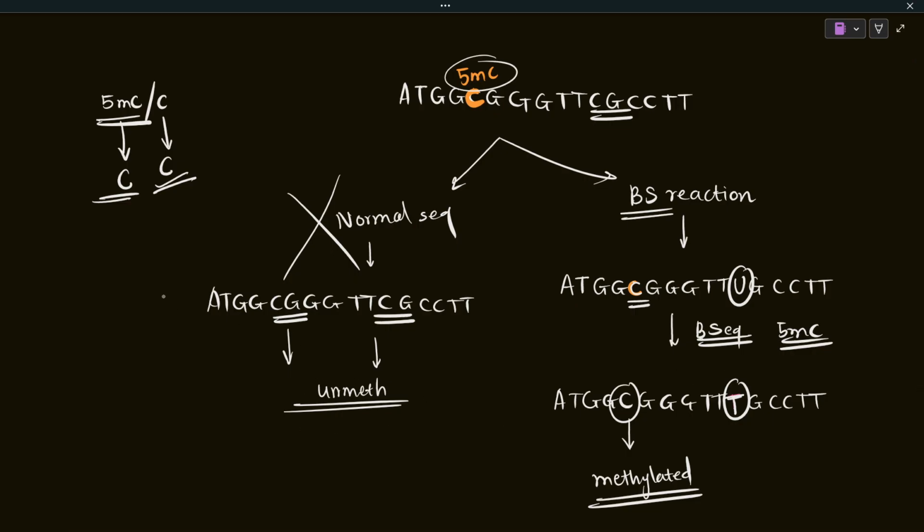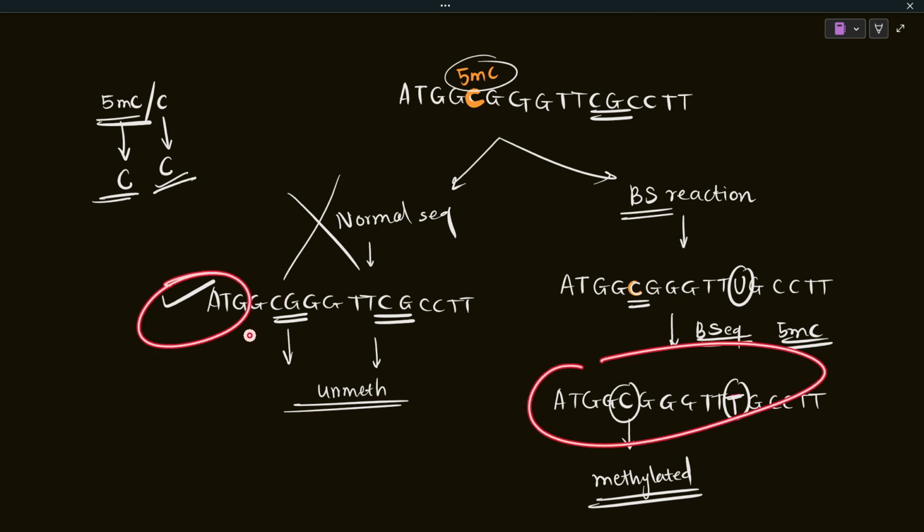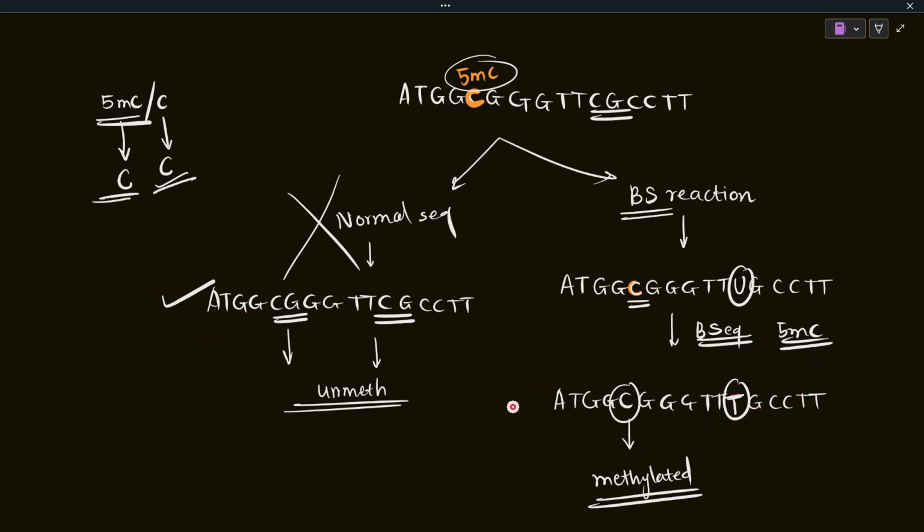Now when you compare this result with this result, you get to know that here normal sequencing shows C, and the bisulfite sequencing is also showing C. So this means that this cytosine is methylated, while here this cytosine is normal. In the normal sequencing it is showing cytosine, but in the bisulfite sequencing it is showing thymine, which means this is unmethylated.